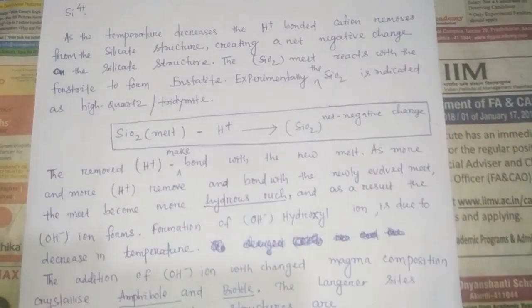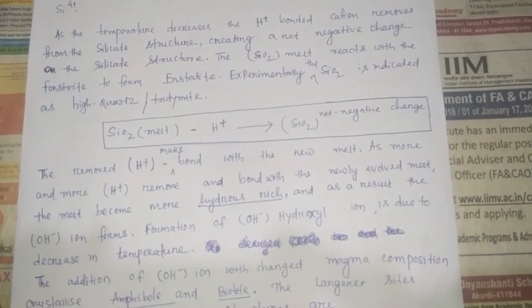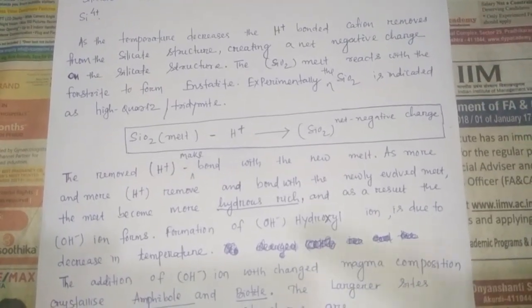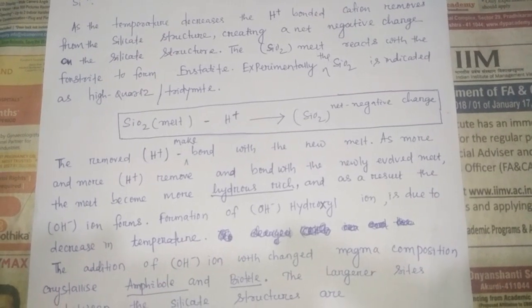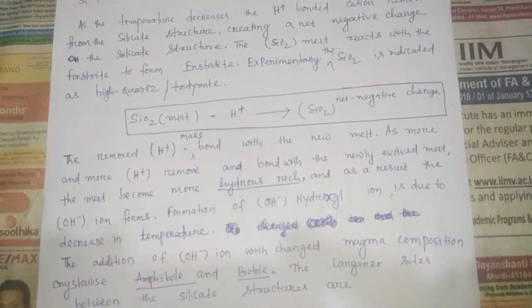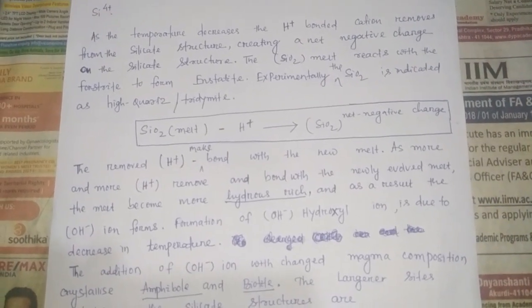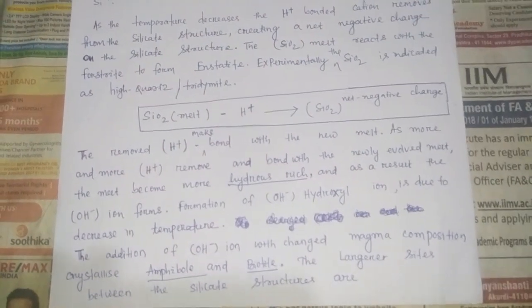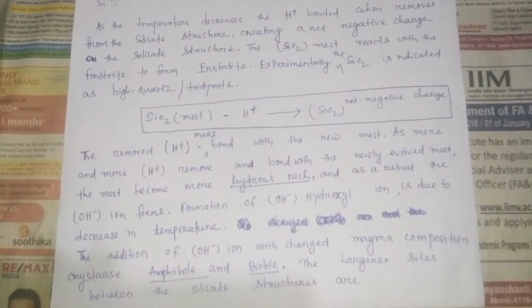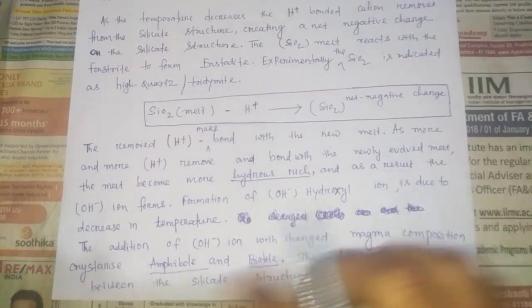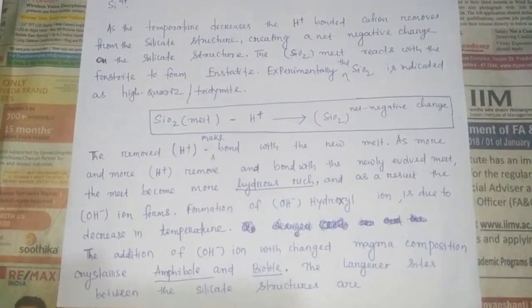But what happens to the H+ ion that is removed from the older melt? The removed H+ makes a bond with the oxygen atom of the newer melt. Why I am using the term newer melt is that due to crystallization, the composition of the melt also changes. So the H+ that is removed from the older melt now makes a bond with the oxygen atom of the newer melt, and makes another anion, that is the hydroxyl anion, OH. So I have written, the removed H+ makes a bond with the newer melt.